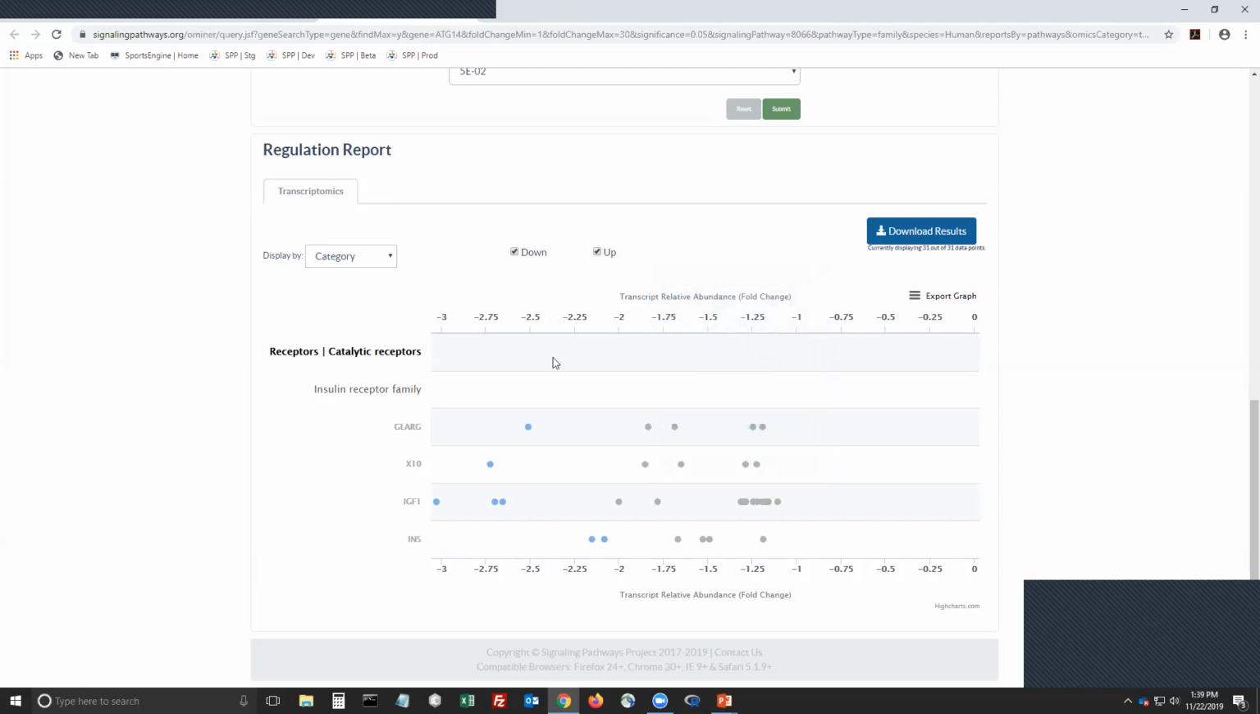However, if you take the sum of all the data points which you can visualize in SPP, now a very clear and consistent pattern emerges, and that is the autophagy gene ATG14 is downregulated by insulin receptor signaling.